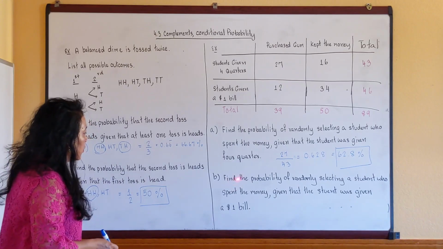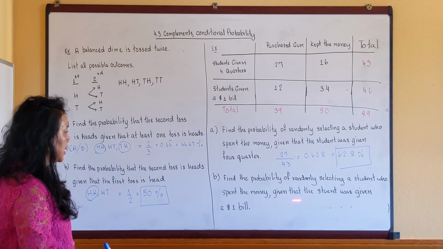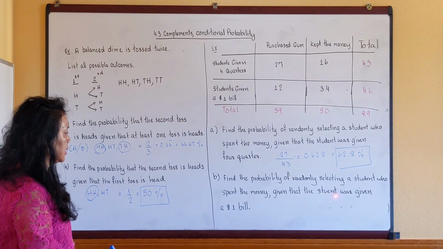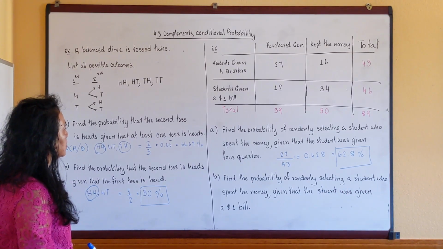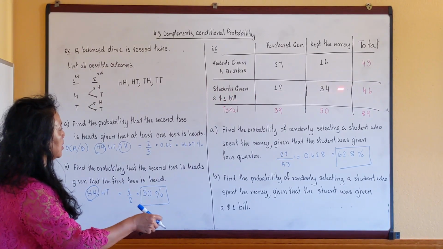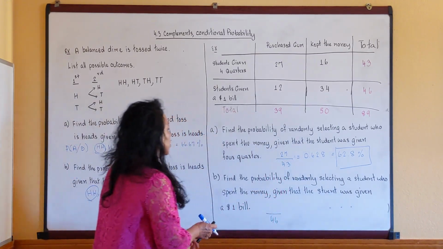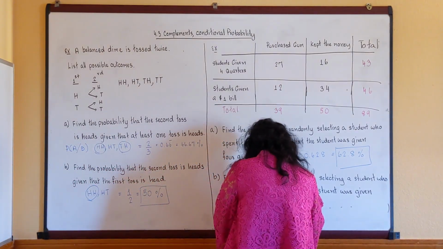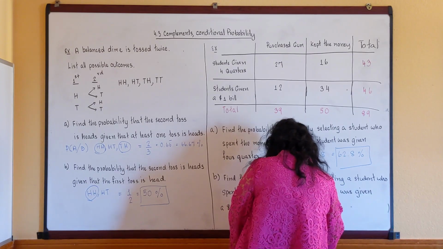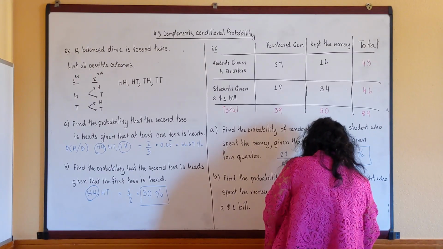Now look at the second one. Find the probability of randomly selecting a student who spends money, but the condition is given that the student were given $1 bills. So all of this is the people that we give $1 bills, so it's out of 46. And we want to know the ones that spend the money, so it's 12 out of 46, which is 26.1%.